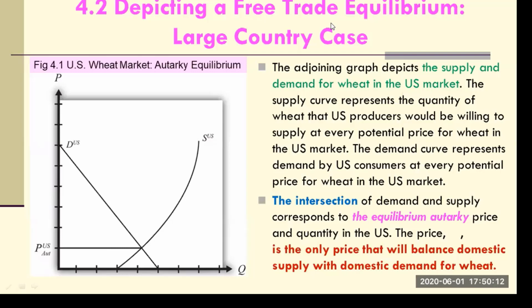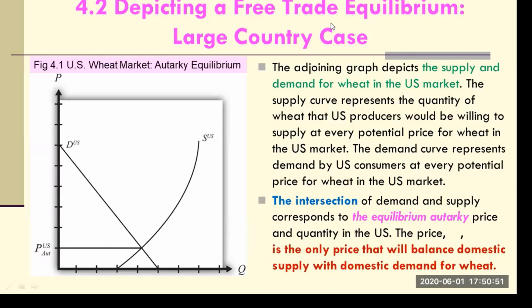So the next graph shows the supply and the demand of wheat in the Mexican market. Okay, we can see that in this Mexican market, so here the Mexican, this is the supply from the Mexican side, and this is the demand from the Mexican side.